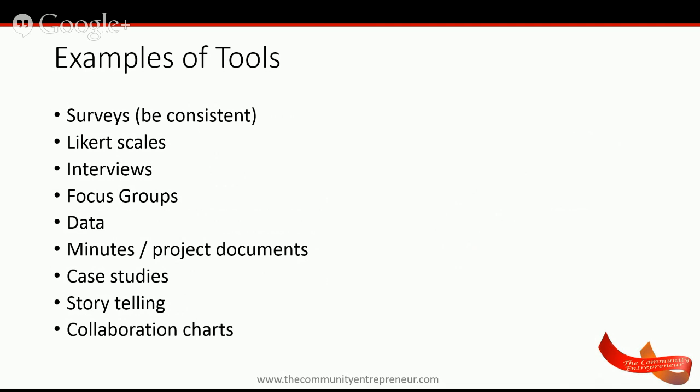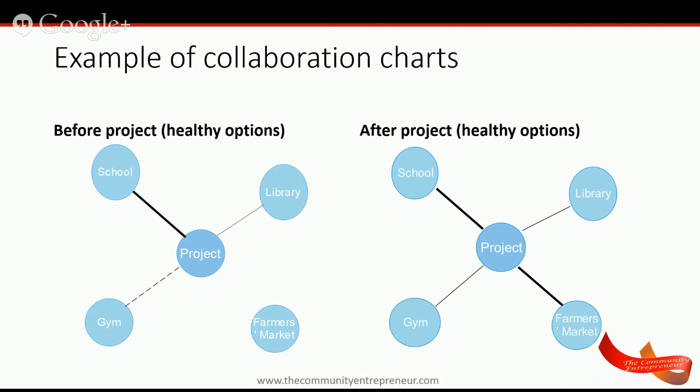And then the other one that we mentioned is collaboration charts. Now, collaboration charts, I'm using here in the context of partnerships, but I've actually used collaboration charts for processes and stuff like that. So it's the principle that I really want to show you today. If you look at the left-hand picture, in this particular project, there were 4 key partners with the project. There was the school, the library, the gym, and the farmers market. It was a healthy options project.